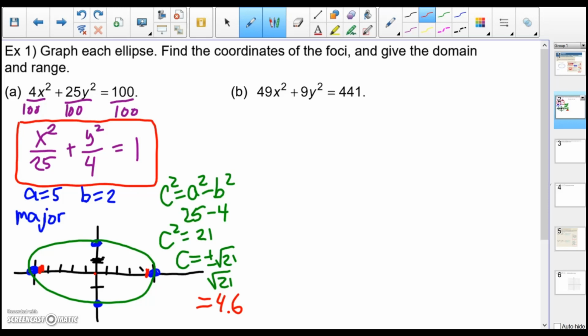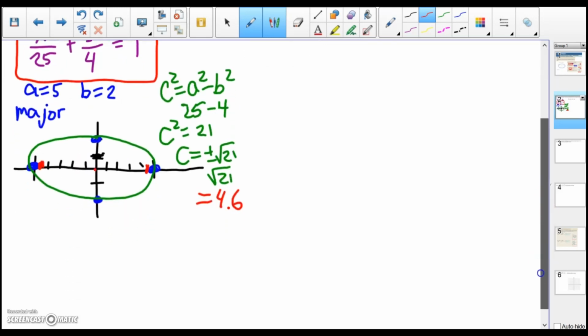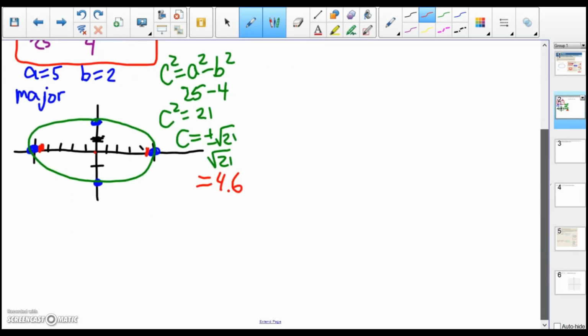So in order to name the foci, we need to name those coordinates. So this focus right here is going to be negative square root of 21, comma 0. And then this one over here is going to be positive square root of 21, comma 0.